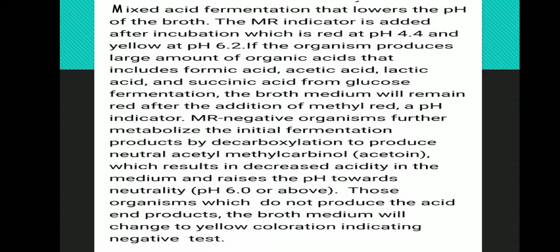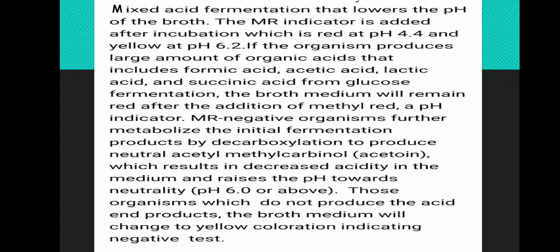Here, glucose fermentation gives mixed acids and this lowers the pH of the broth. The MR indicator is added after incubation, which is red at pH 4.4 and yellow at pH 6.2. If the organism produces large amounts of organic acids such as formic acid, acetic acid, lactic acid, and succinic acid from the glucose fermentation, the broth medium will remain red after the addition of methyl red, a pH indicator.